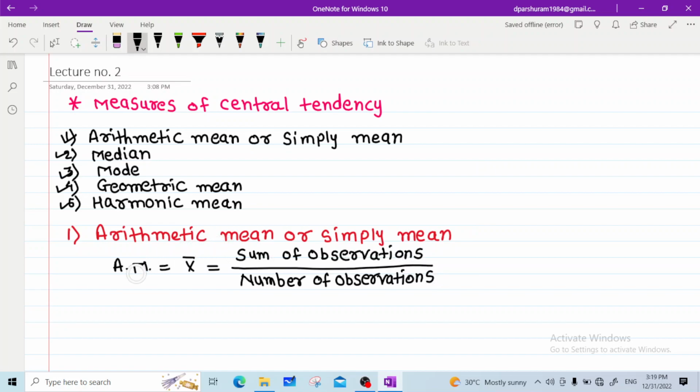Arithmetic mean is denoted by x bar and is given by the formula sum of observations divided by number of observations. There are some cases for arithmetic mean. First one, arithmetic mean for individual observations or ungrouped data.